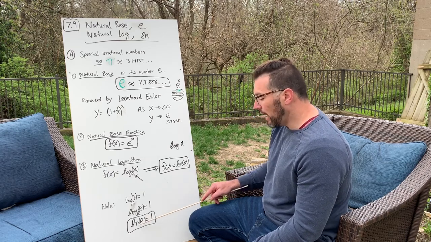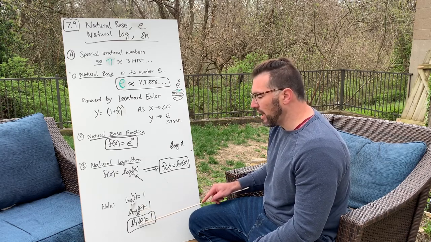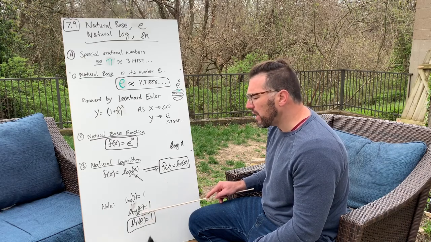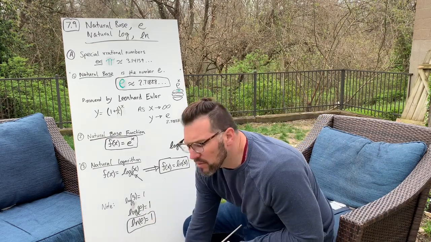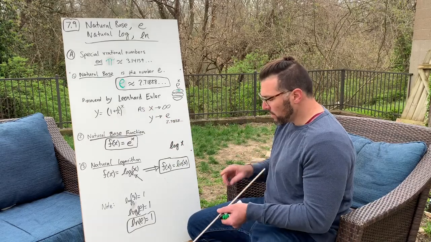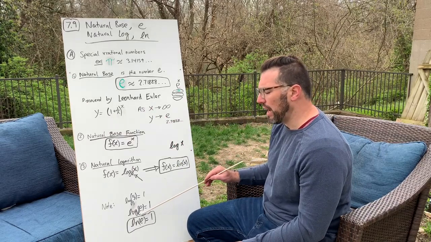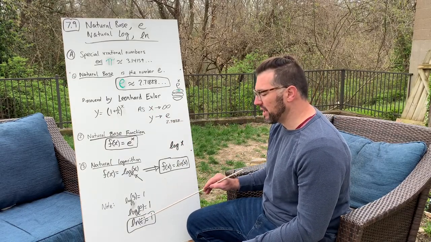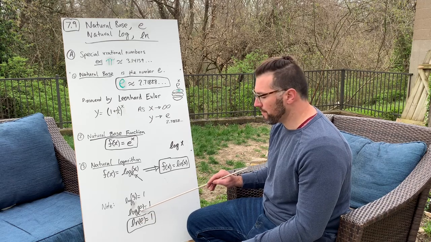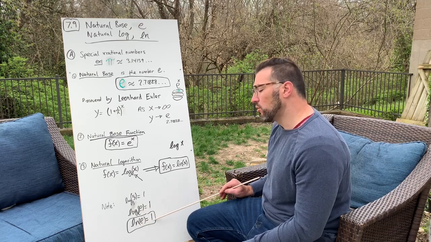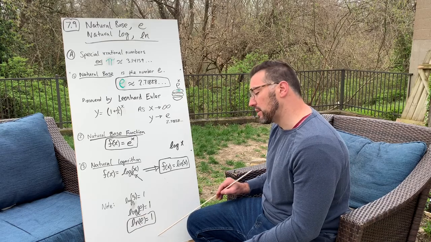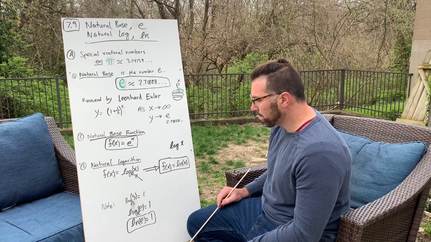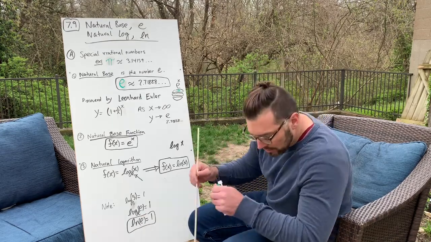Which means that ln, I just replaced log base e with ln. We won't ever write log base e. I just need you to see that ln is log base e. So ln of e equals 1, and that's an important thing to keep in mind as we move forward.